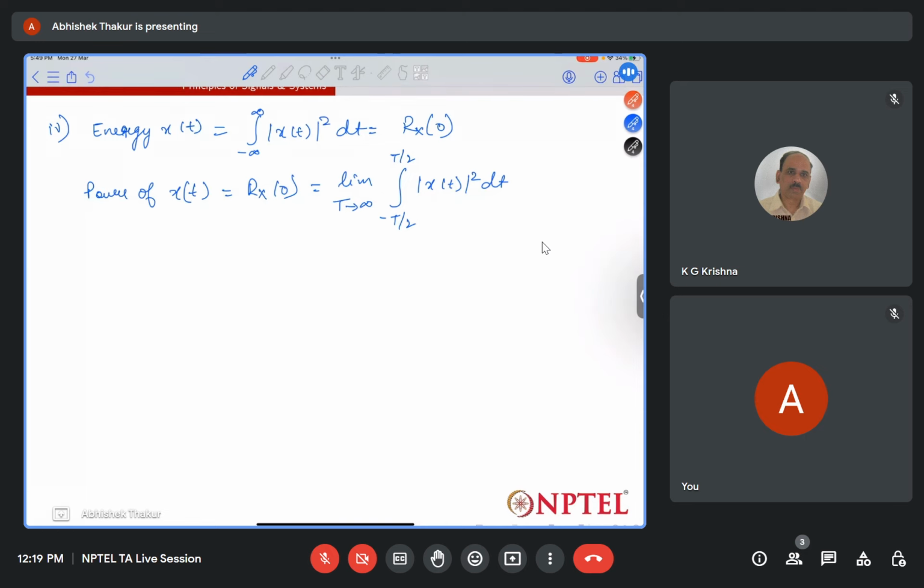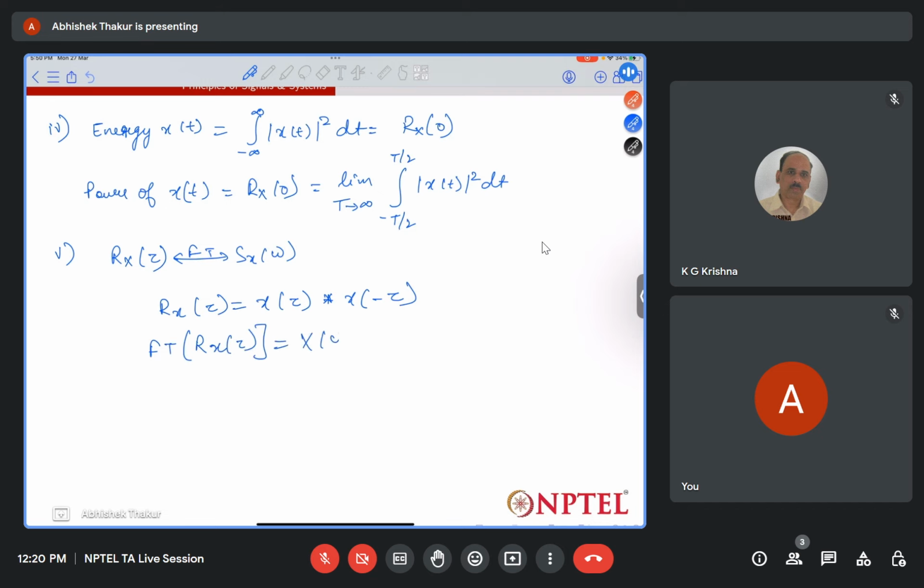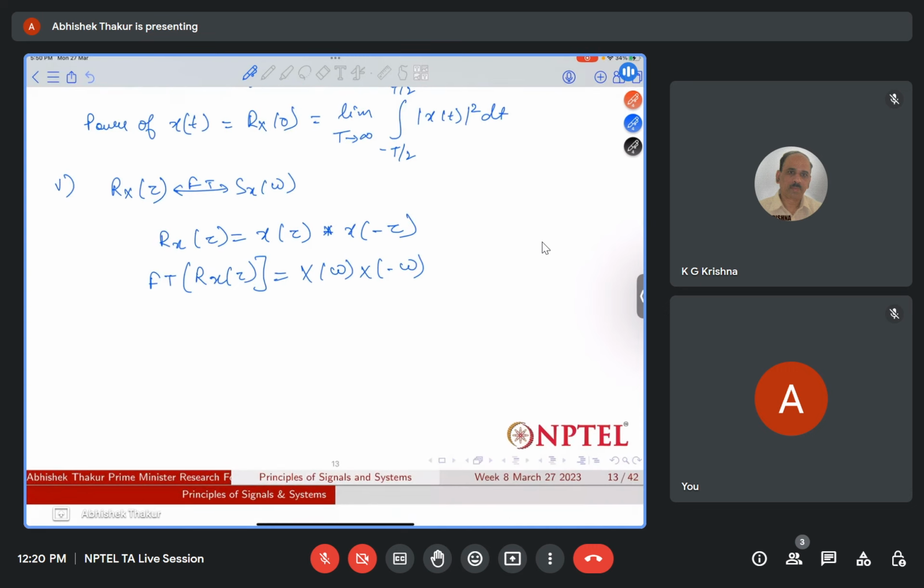Also there is one property: the Fourier transform of Rx(tau) is Sx(omega). The autocorrelation function and power spectral density make a Fourier transform pair, so Sx(omega) is the power spectral density. We know Rx(tau) is equal to x(tau) convolved with x(-tau). So the Fourier transform of Rx(tau) is equal to X(omega) into X(-omega), because convolution in the time domain becomes multiplication in the frequency domain.